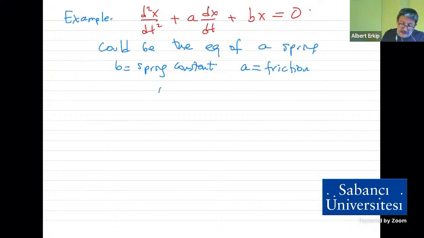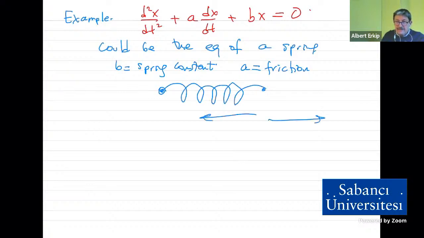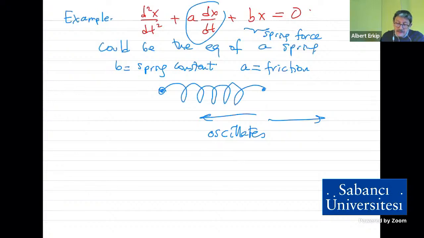So what you have is a spring like this. Now let me draw a proper spring. This end is fixed. And if you push it back and forth, it oscillates. This is physics, because this is the spring force, and this one is the friction term. You can find all of that in any high school physics book.